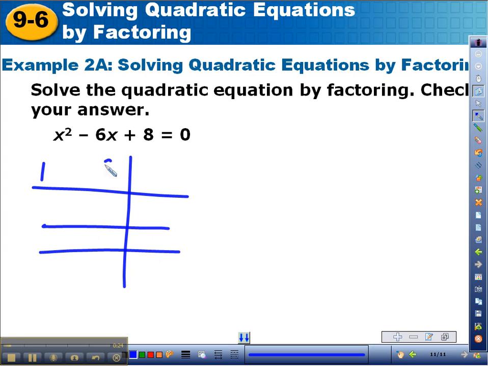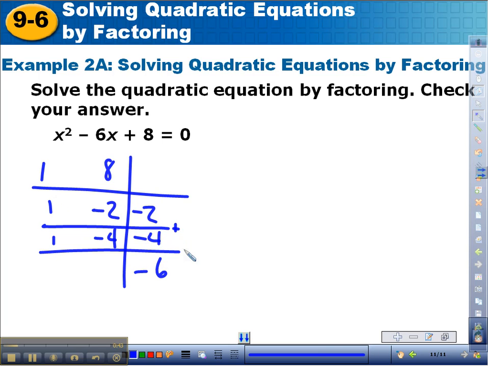1 goes here, 8 goes here, -6 goes here. Factors of 1, factors of 8, positive 8 that add up to -6. I think I'm going to use -2 and -4. -2 times -4 is 8. When you cross multiply here, yep, those add up to -6. Put an x here and an x here.